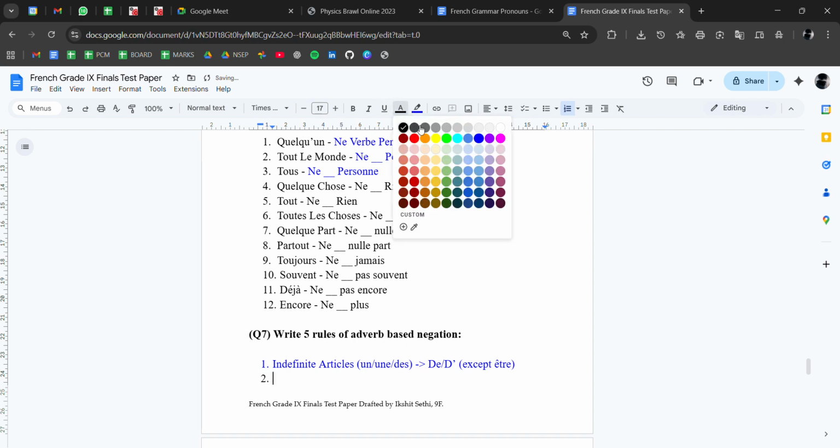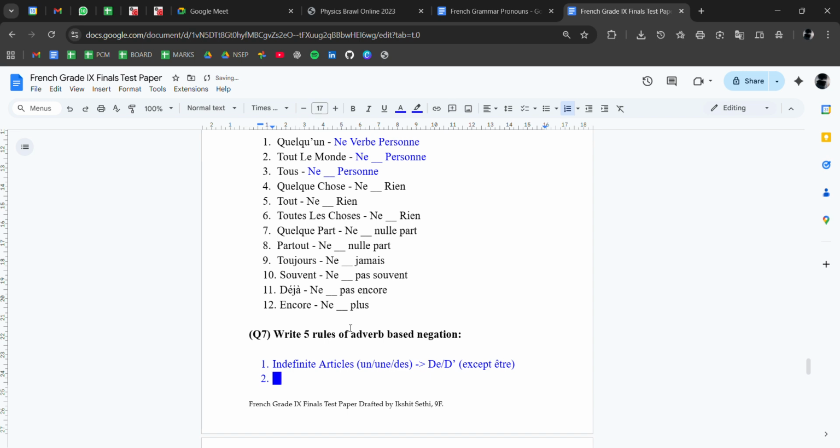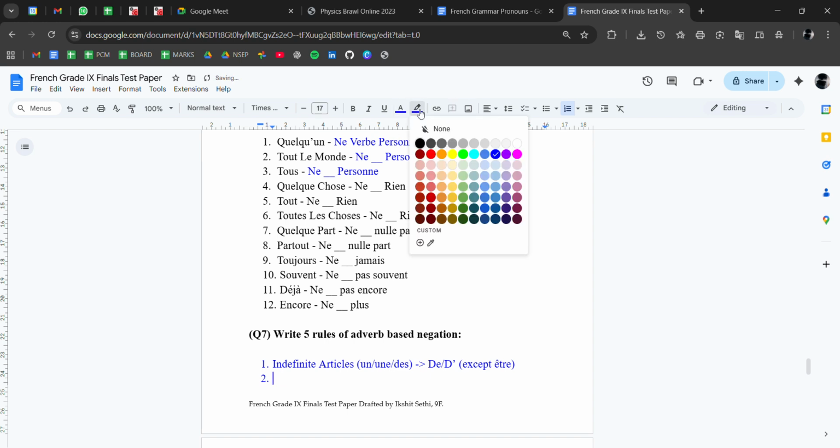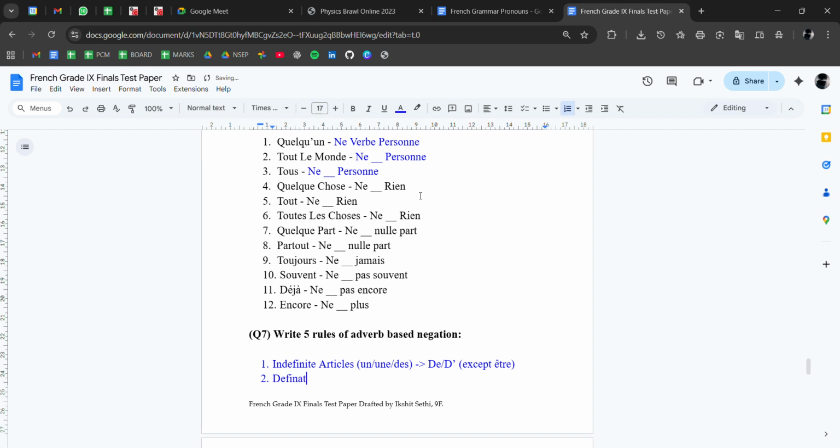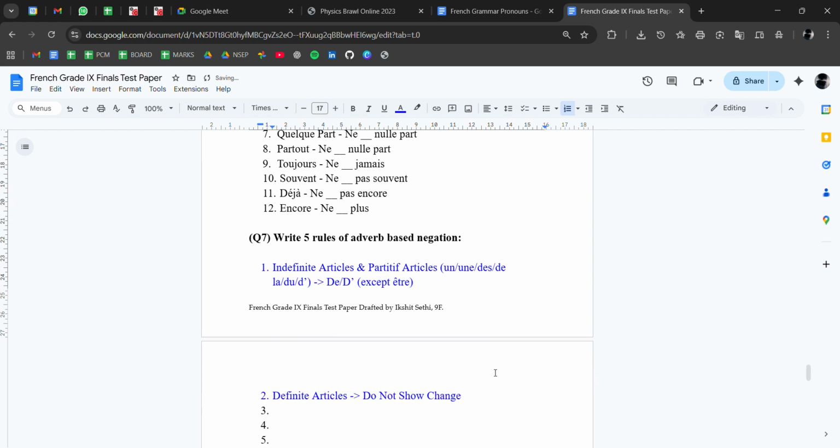Then we take up the definite articles at the same time. Definite articles, instead of changing like the indefinite articles, have a little bit of difference to them. Definite articles generally, just like indefinite articles in être, do not show change. One more thing you can remember, indefinite articles also accompany partitive articles. Partitive articles are also changed to de and d apostrophe except with the verb être. In partitive articles, we have du, de la, de l' apostrophe, and des, which has already been repeated.